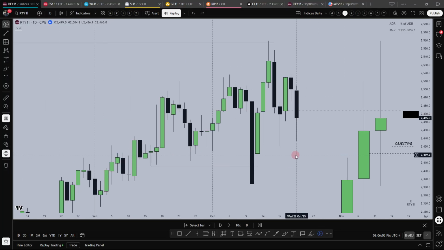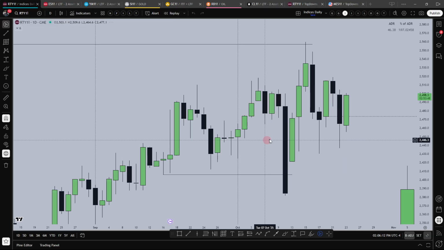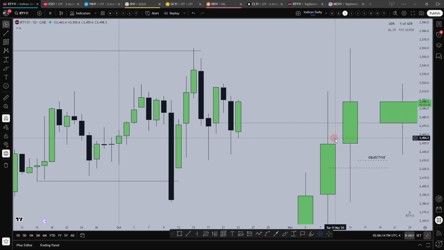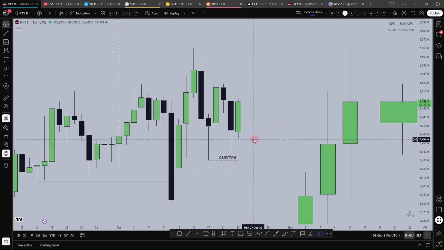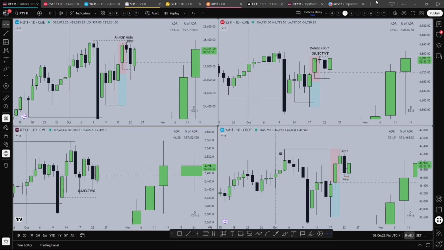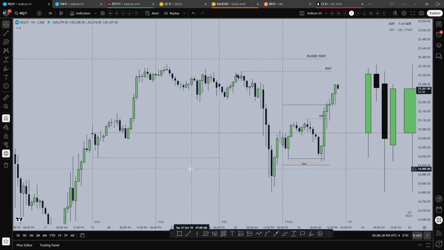Now RTY never gave any framework to short, so I would not talk about it, but NQ and ES did give framework for longs. That is what I want to go over. Now let's get back. Now NQ, ES off of the daily, as we saw.